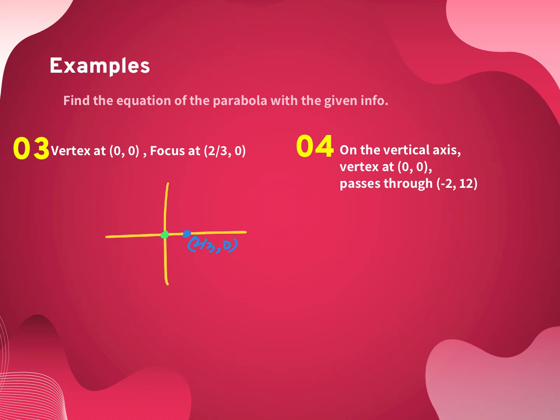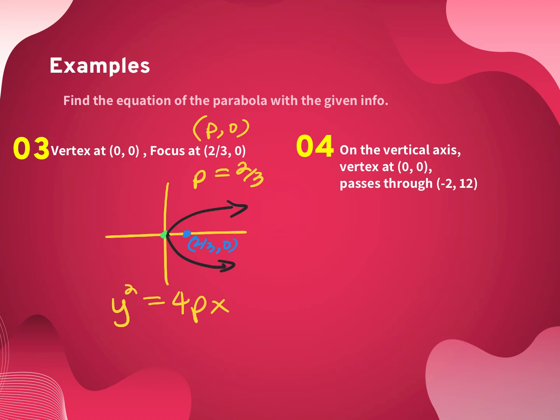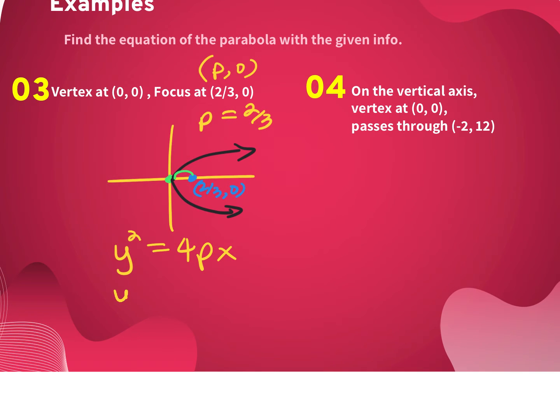2/3, 0. Again, remember your parabola surrounds the focus. So you see how it's opening like the letter C. So this tells me I'm going to be using the y squared equals 4px. Again, remember this is p, 0. So my p-value is 2/3. You could also see that it's 2/3 away from that vertex. So y squared equals 4 times 2/3 x, multiply, and I get y squared equals 8/3 x.